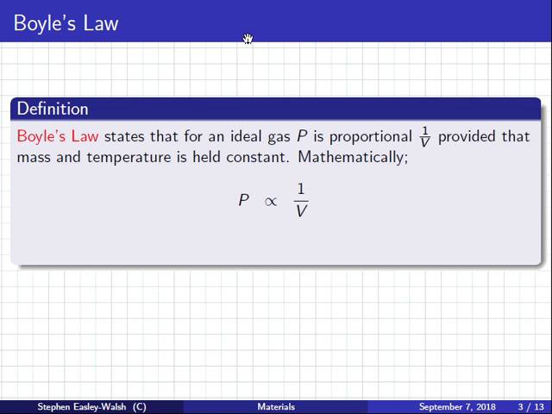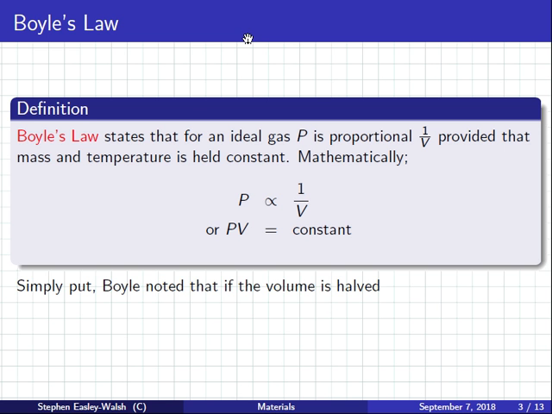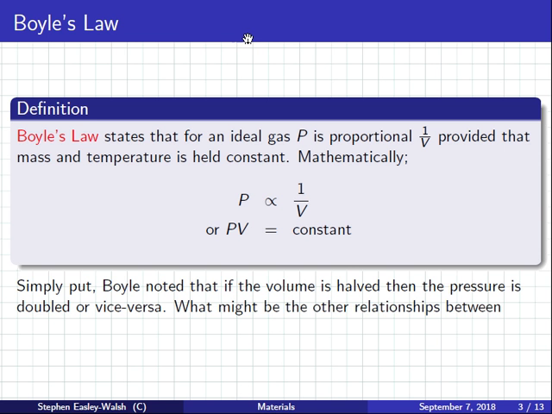As a formula, you can write it like this. P is proportional to 1 over V. Or, another way to write it is that P multiplied by V is constant. It doesn't change. Simply put, Boyle noticed that if the volume is halved, the pressure is doubled, or vice versa. This is called Boyle's Law.